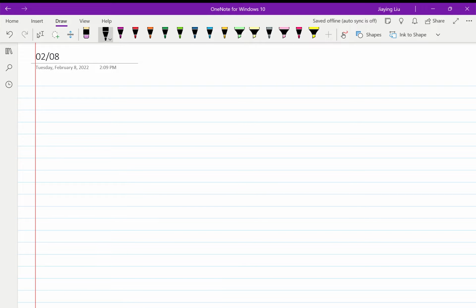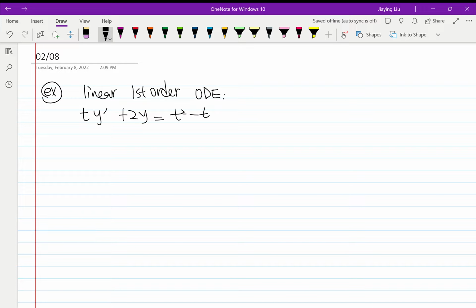All right, so let's begin with the first example here on linear equations, which is t y prime plus 2y equals t squared minus t plus 1 with the initial condition y of 1 equals 1/2. We're just going to solve this initial value problem.